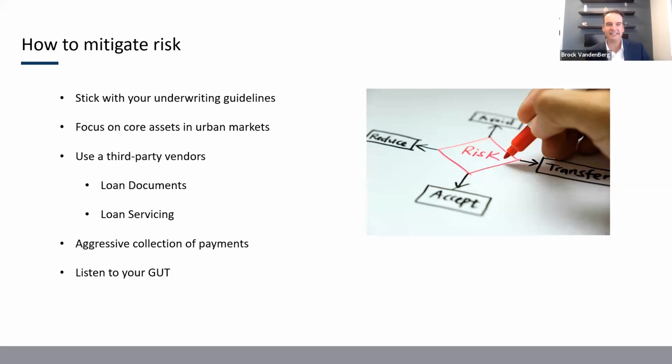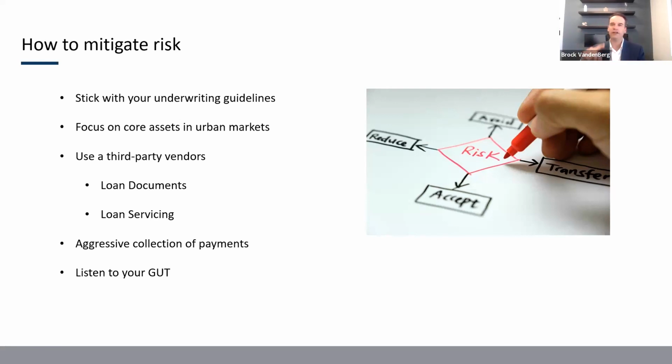Focus on core assets in urban markets. I don't want you lending in the middle of the desert where there's no other real estate and no other transaction volume. Again, the rate might be great, but if you end up owning that property, you're going to be owning a property in the middle of the desert that you can never sell. Stick to urban markets.